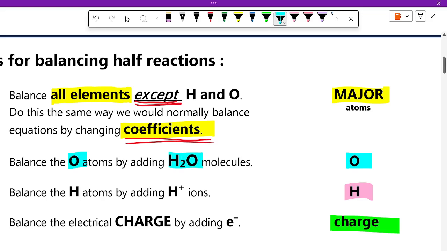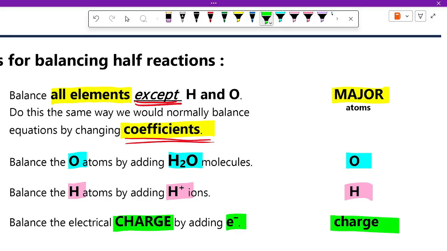But in adding H2O, we're throwing hydrogens in there willy-nilly. So hydrogen's going to be all out of whack, and we need a way to balance the hydrogens. We do that by making the solution acidic and adding H plus ions. So H atoms, we sort those out by adding H plus ions. And then finally, we balance the charge by adding electrons.